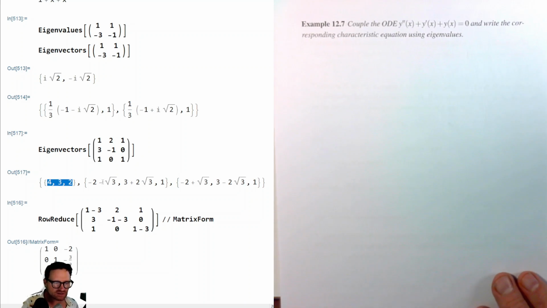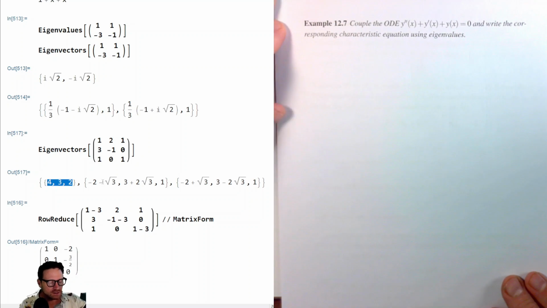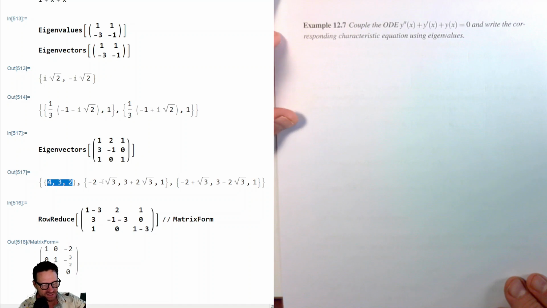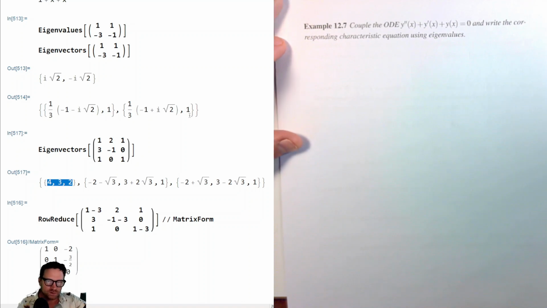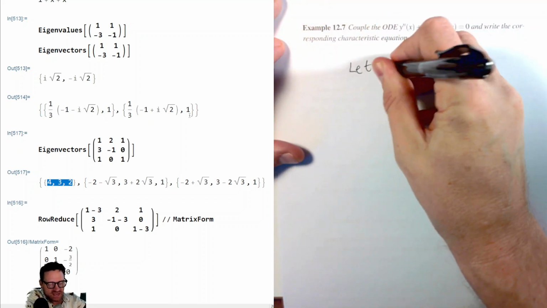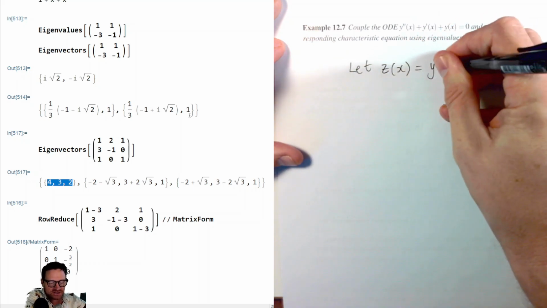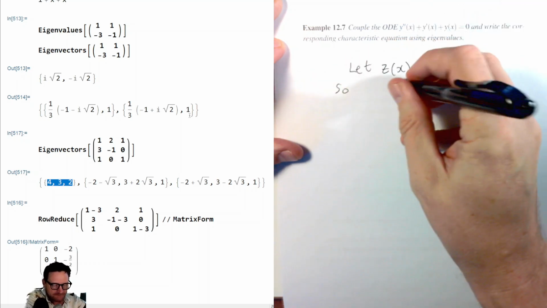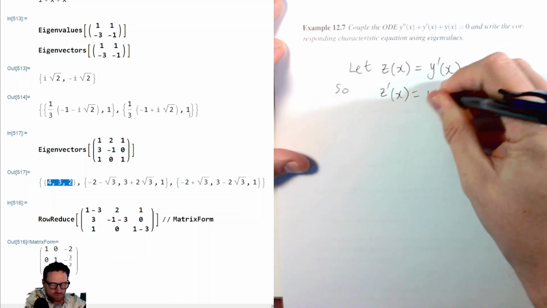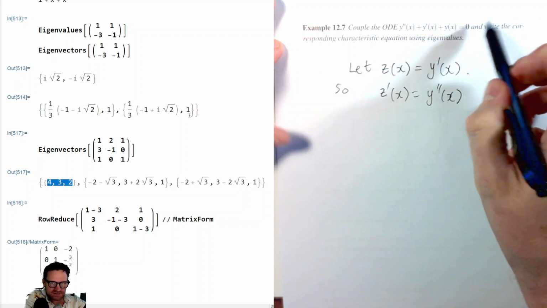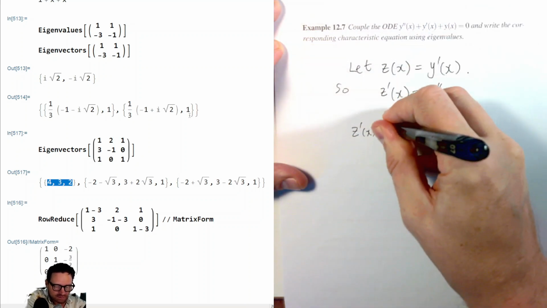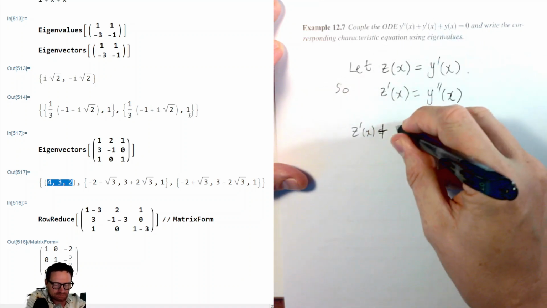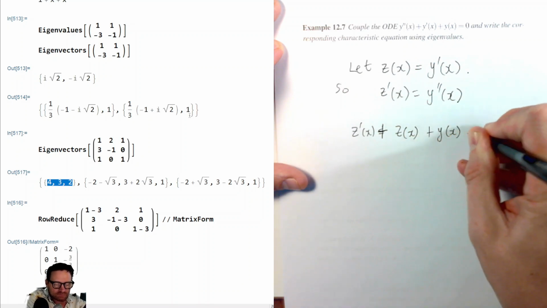Okay, next example, 12.7. Couple the ODE, our differential equation, y double dash plus y dash plus y equals 0, and write the corresponding characteristic equation using eigenvalues. All right, so the way we do this is we let z, which is a function of x, be equal to y dash of x. So then differentiating, z dash of x is equal to y double dash of x. And then let's have a look at our differential equation. So what this says then is z dash of x plus y dash of z. Okay, so we get this.